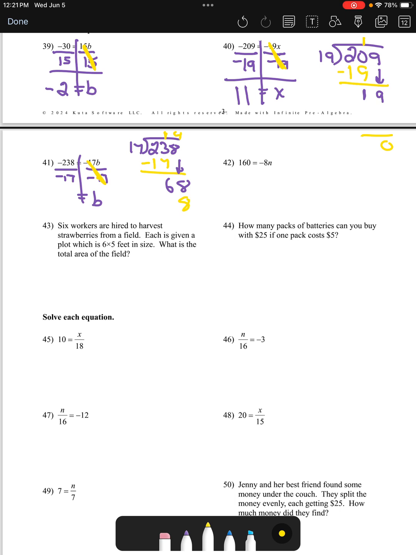4 times 7 is 28. Keeping the 2 in our heads. 4 times 1 is 4, plus the 2 we kept is 6. And hey, no remainder.